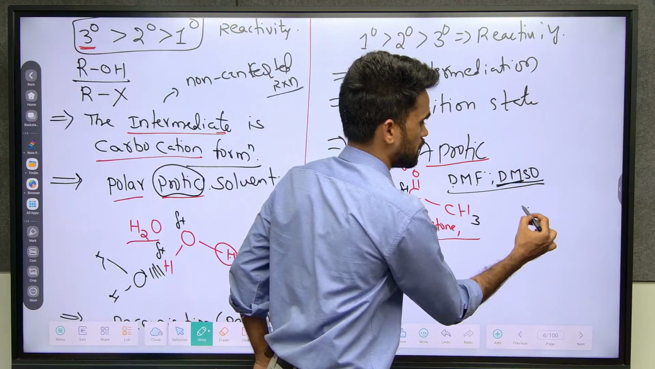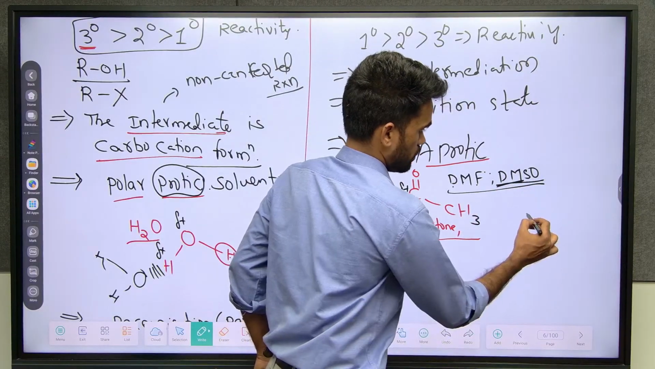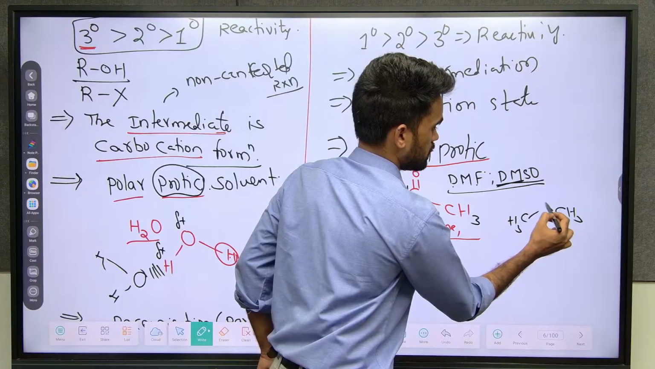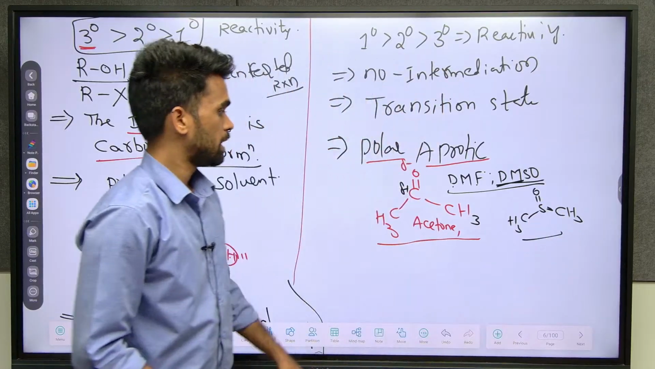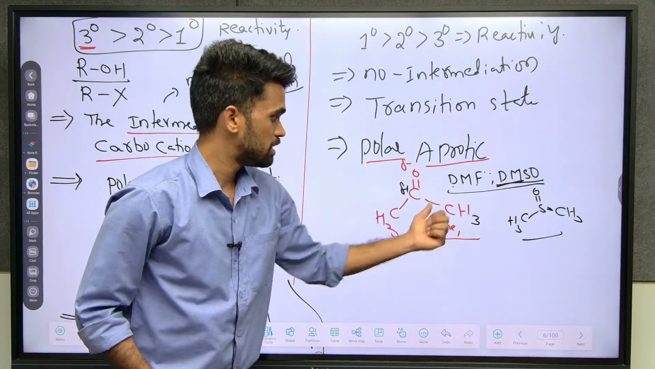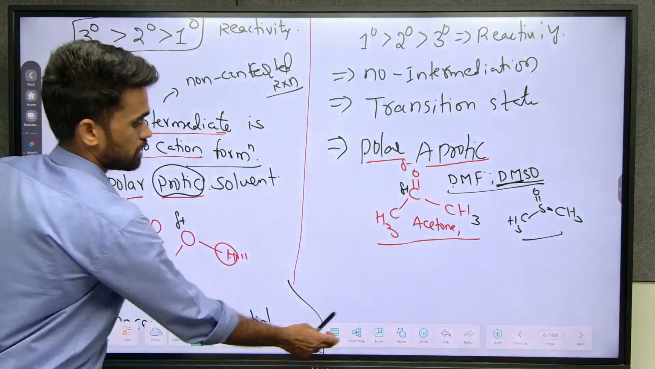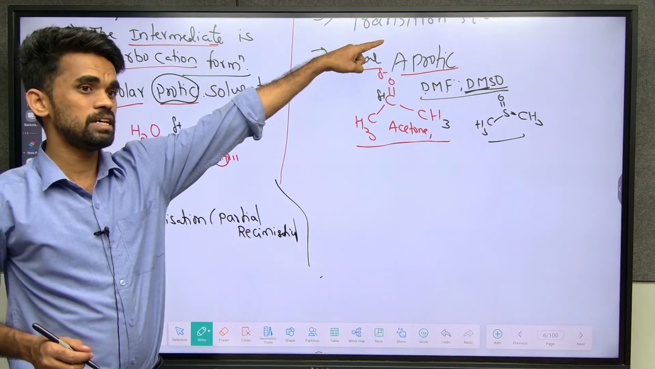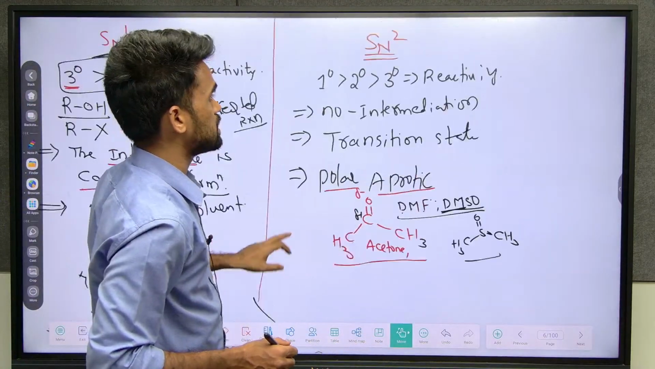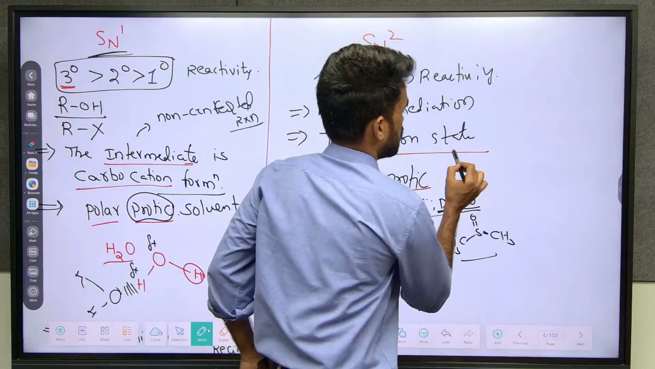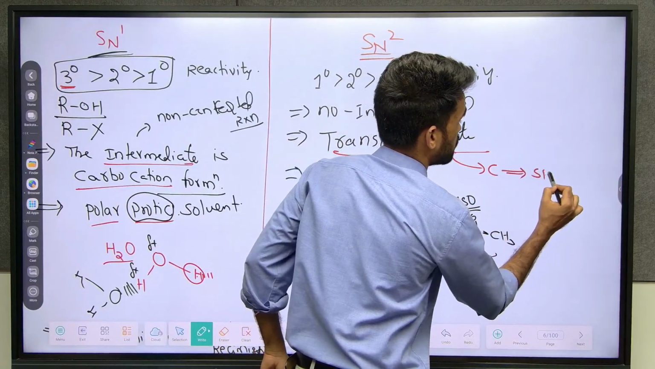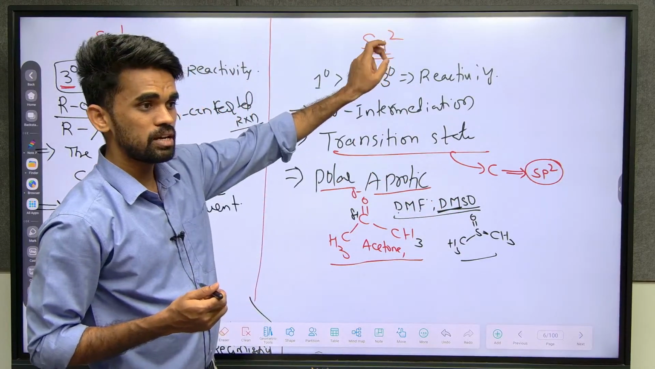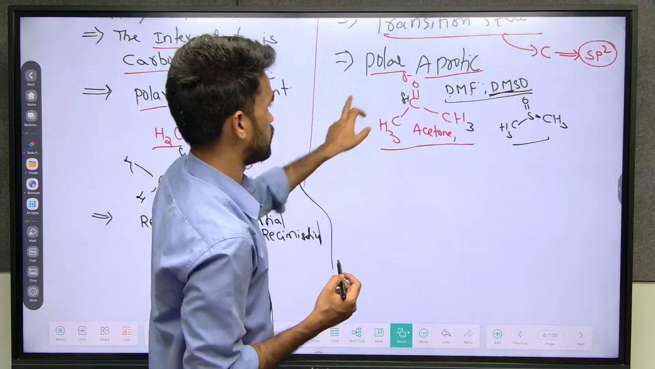DMSO means, yesterday we have written dimethyl, 2 methyls, you write like this, 2 methyls, sulfur oxide, like this. In the place of carbon, here you are seeing sulfur, that's it. This is acetone, this is DMSO, just remember like that. These are the solvents. Now, here, is there any intermediate? What we are seeing? Transition state. So, in the transition state, carbon hybridization is sp2. What is the hybridization of carbon in the transition state of SN2 reaction? sp2. Okay, more about that I will tell you while doing the mechanism.